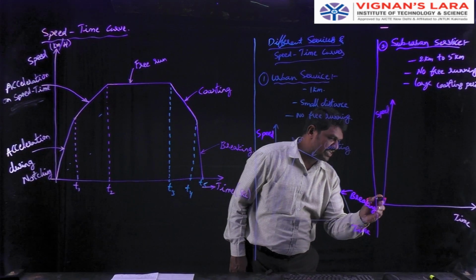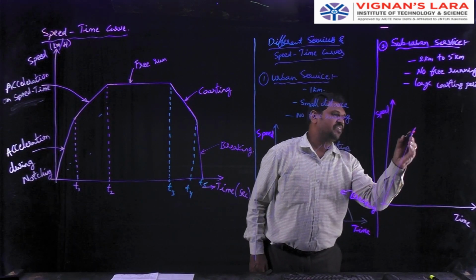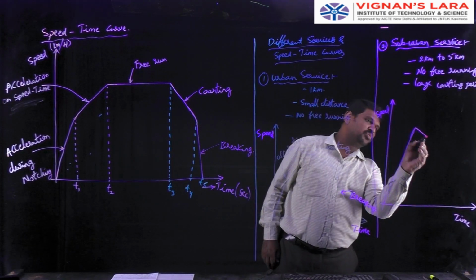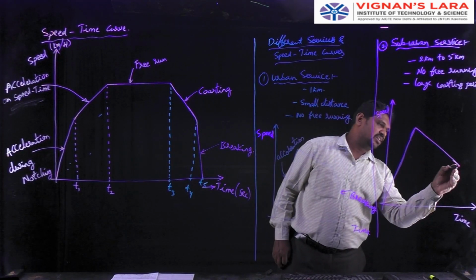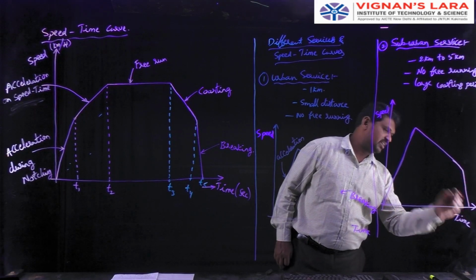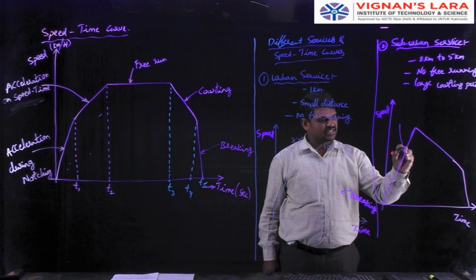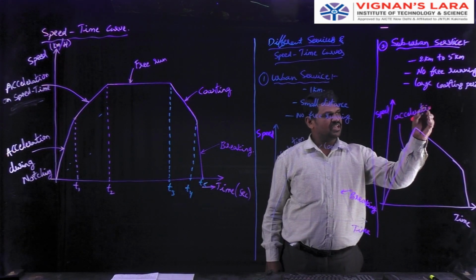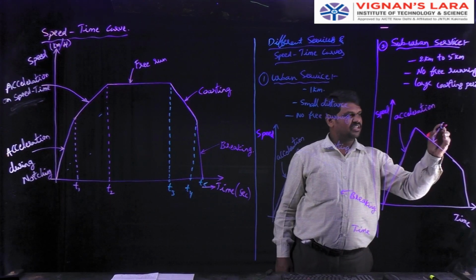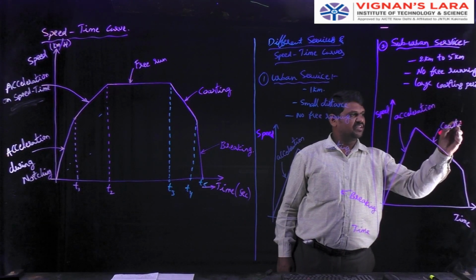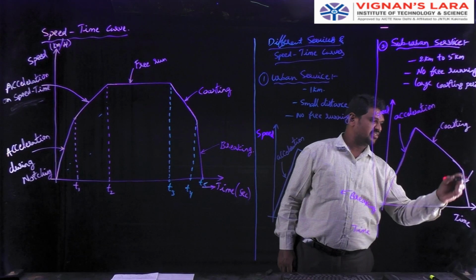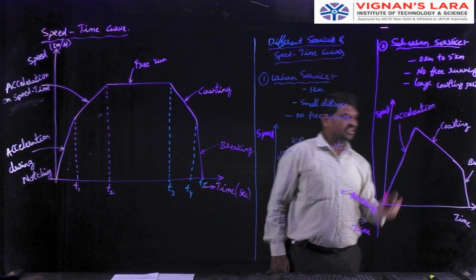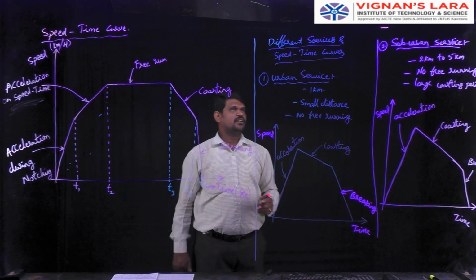The first part is the acceleration. The speed will accelerate, then it has the coasting, which is a more extended coasting period, and then it has the braking period. So it is acceleration, coasting period, and braking period.